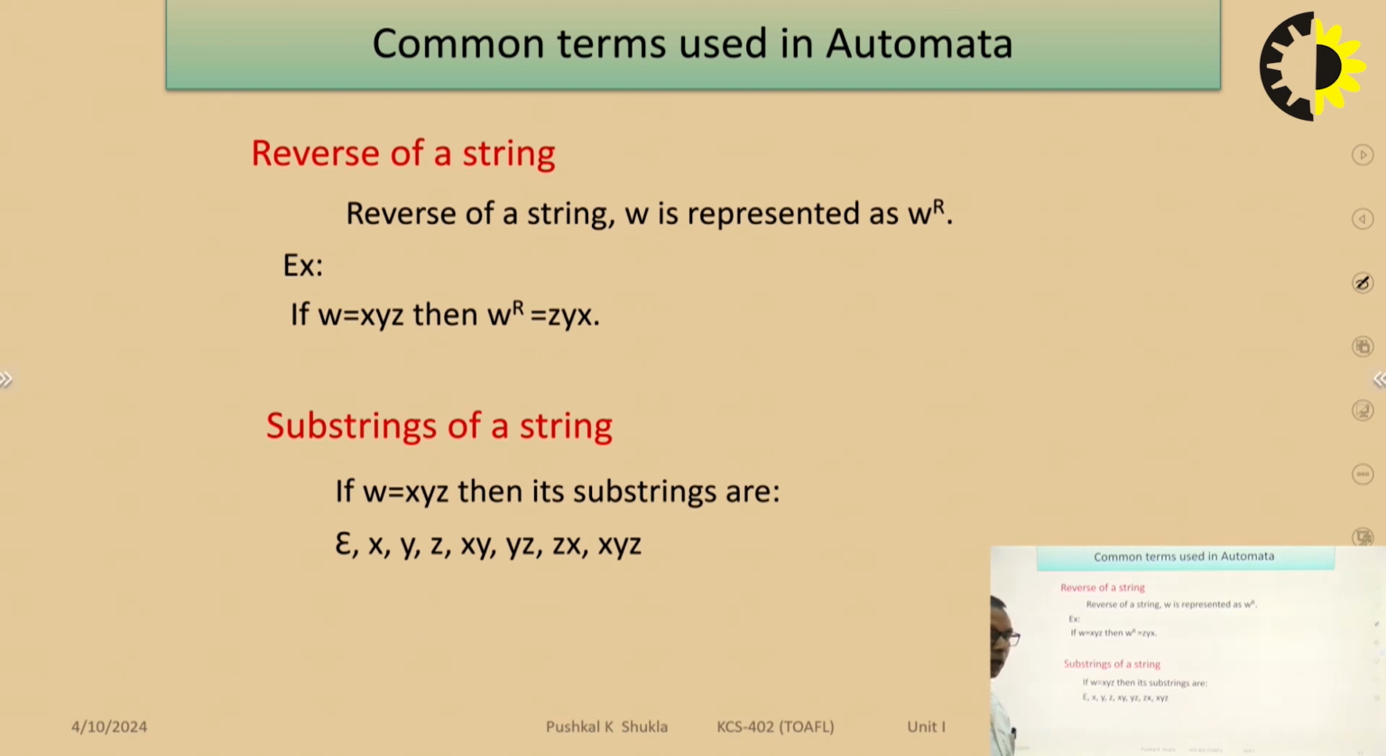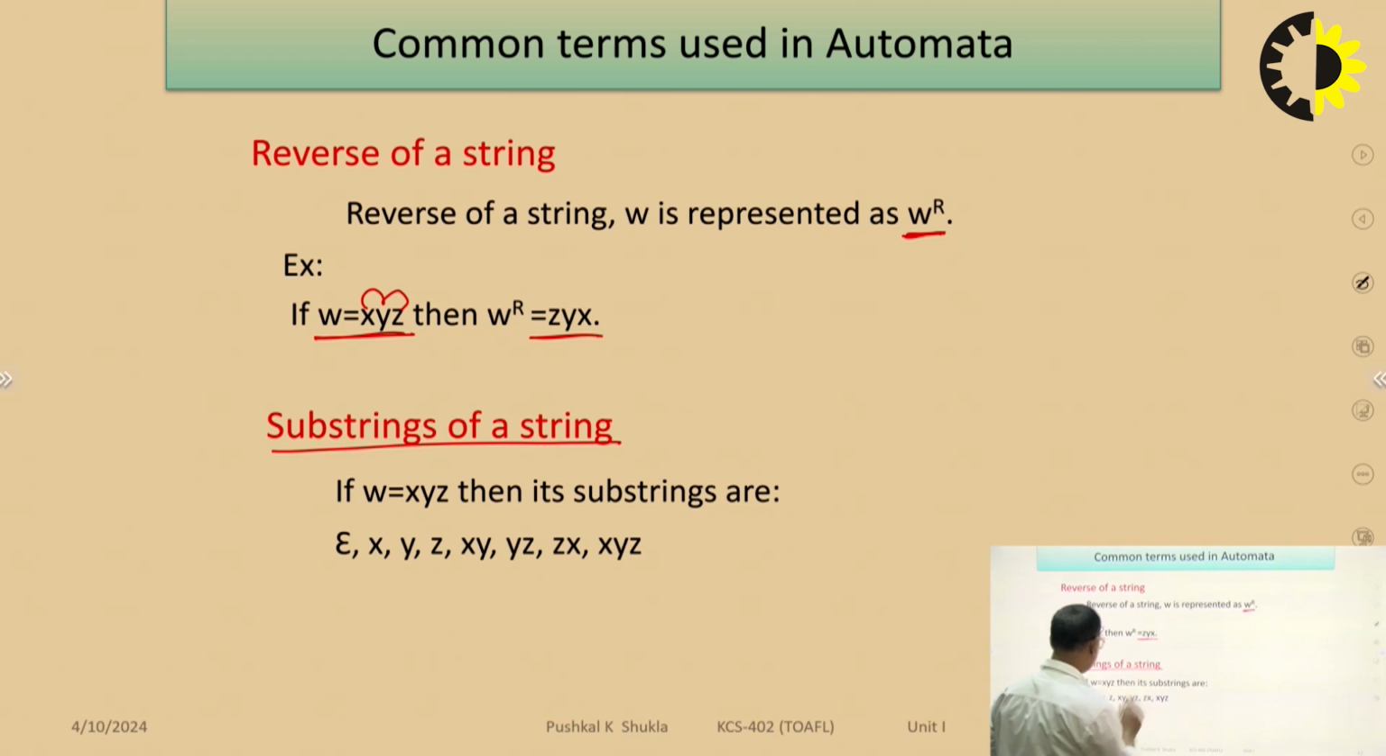Then the reverse of a string. Suppose W is a string, then the reverse of the string is represented by W to the power R. For example, if W equal to XYZ, then W^R, the reverse of the string, is ZYX. It is flipping the order of the symbols.